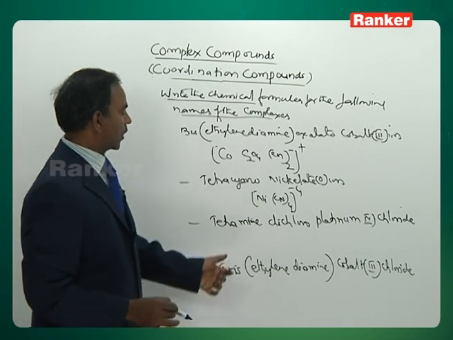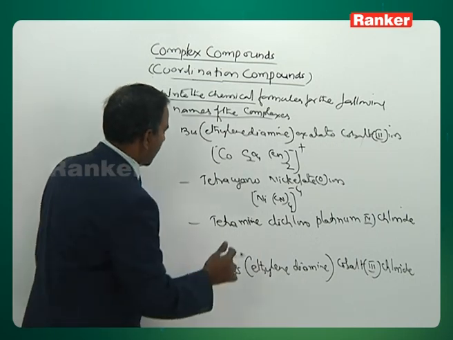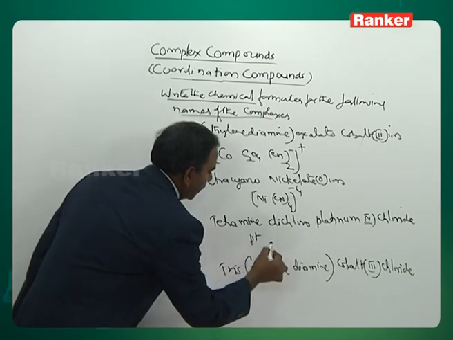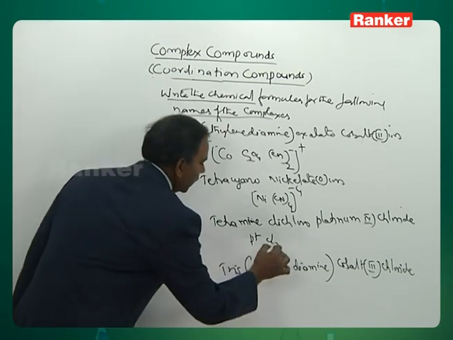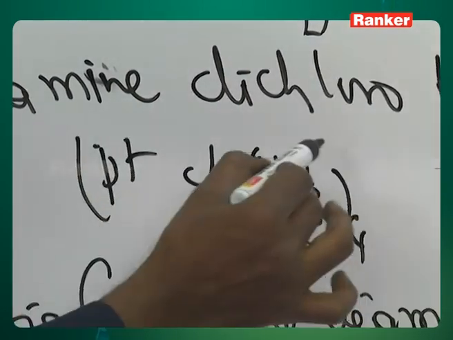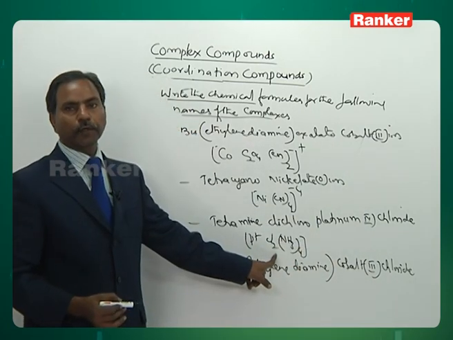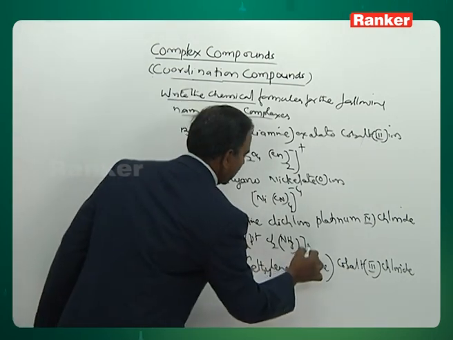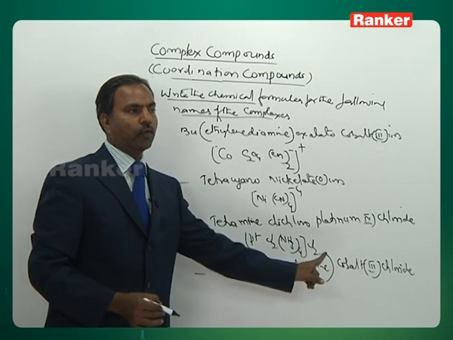Coming to the next one, tetraammine dichloro platinum 4 chloride. Now tetraammine, first write platinum. Then dichloro, write Cl2. After the metal you have to write the negative ligands. Then tetraammine, NH3 taken 4 times. Then chloride is said, and moreover the oxidation number is 4. Only 2 chlorides are there to make platinum plus 4 oxidation number, 2 more chlorides are required. Therefore it is tetraammine dichloro platinum 4 chloride.